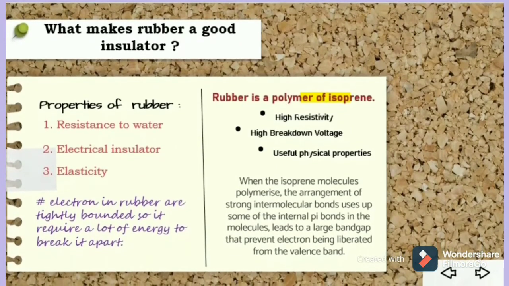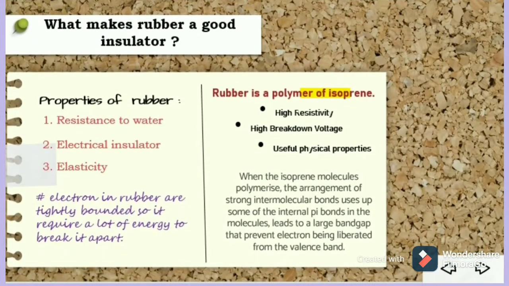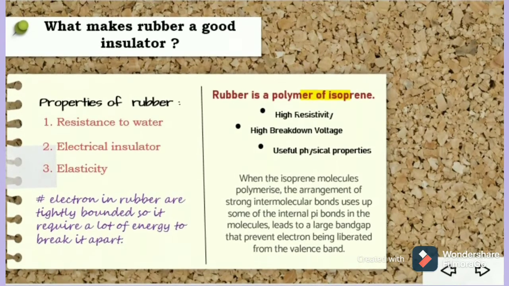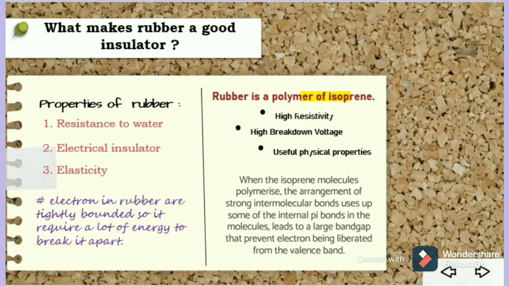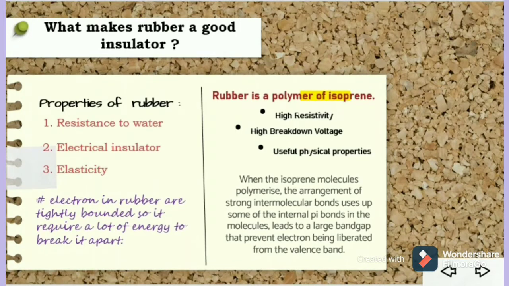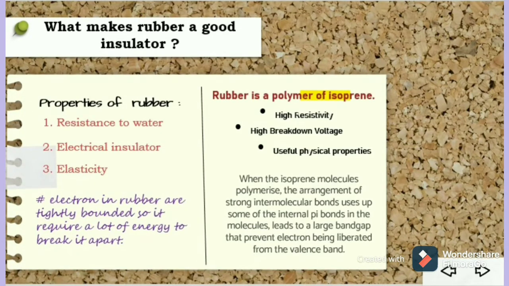So, why is it an electrical insulator? It is because electrons in rubber are tightly bound, so it requires a lot of energy to break them apart. Rubber is also a polymer of isoprene, which means it has high resistivity, high breakdown voltage, and useful physical properties.